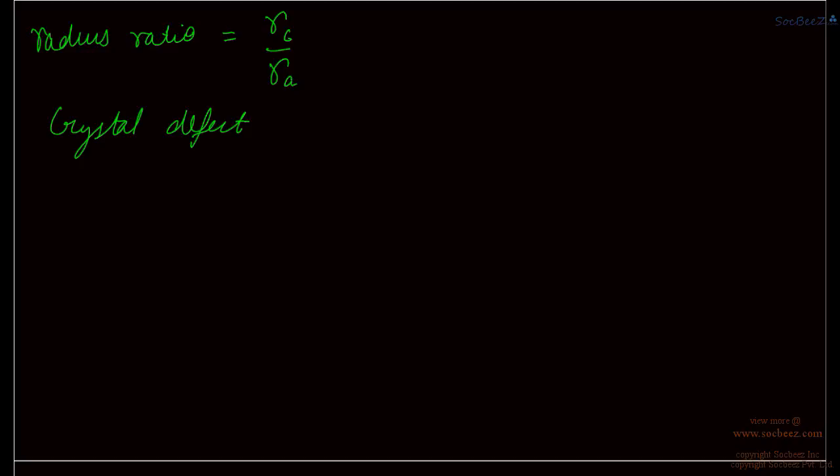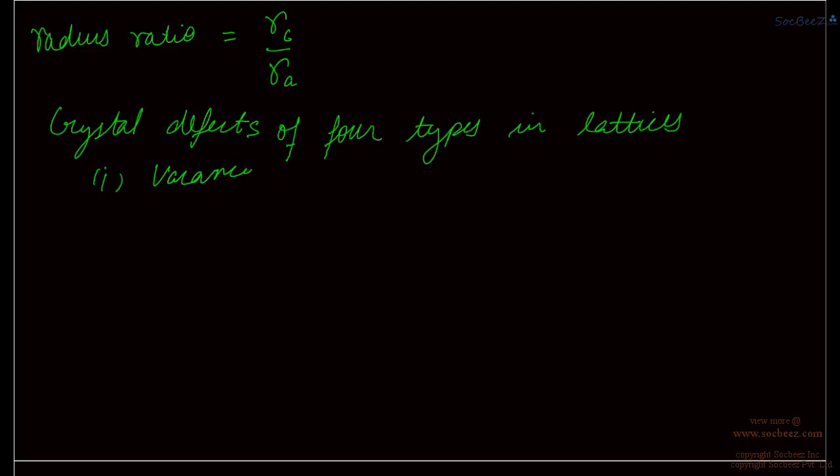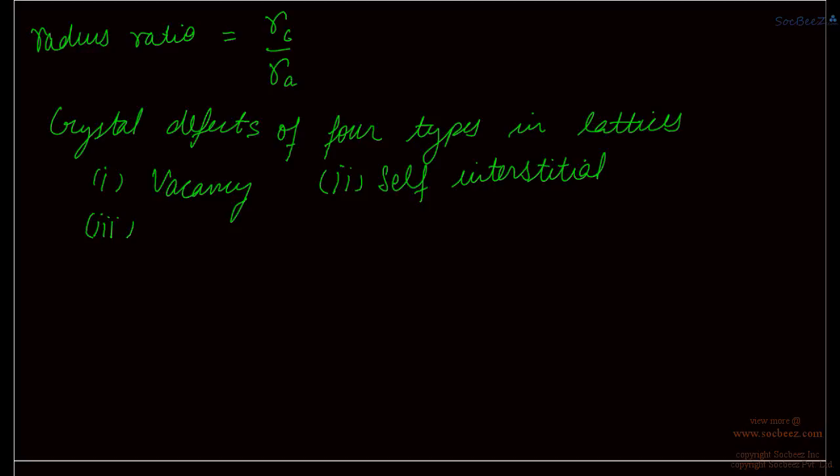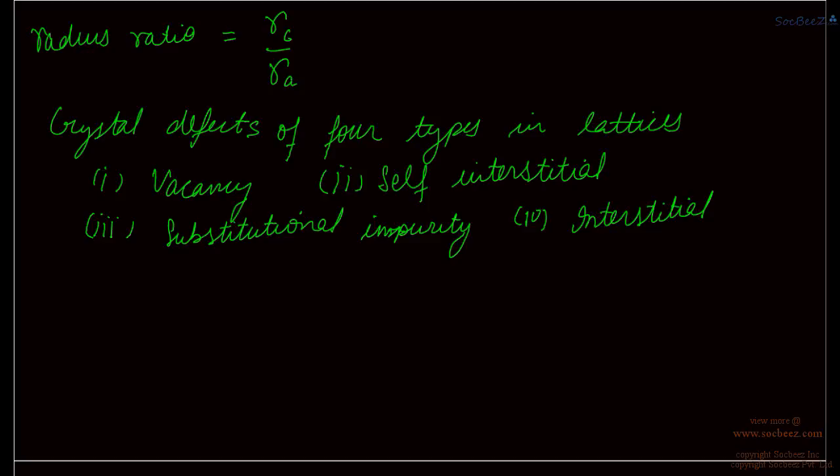Now the lattice imperfections are classified according to their geometrical characteristics. There are crystal defects of 4 types in lattices. First is vacancy defect, second is self-interstitial, third is substitutional impurity, and fourth is interstitial impurity.